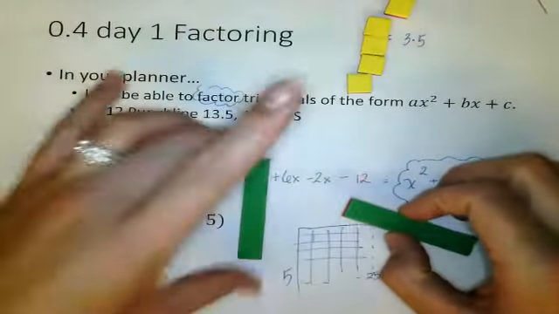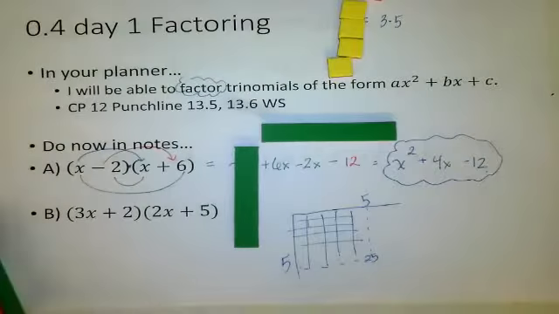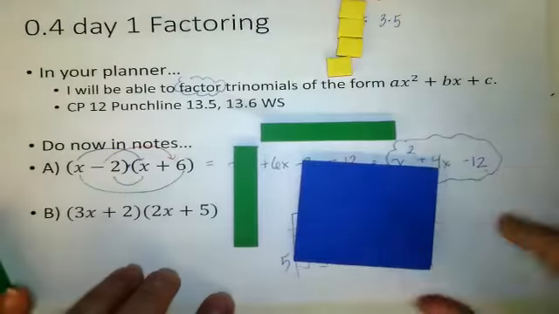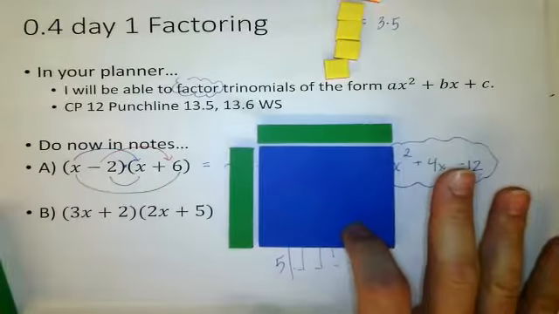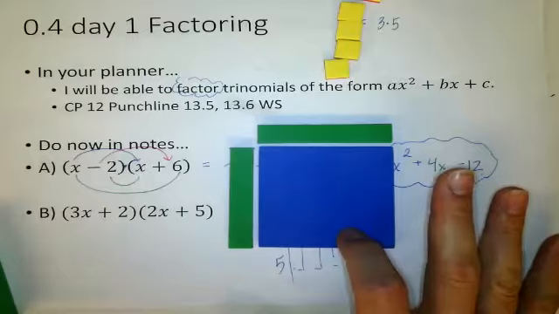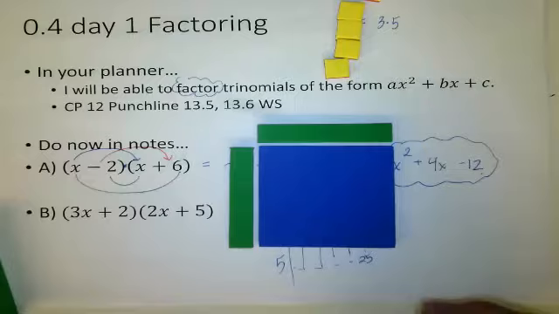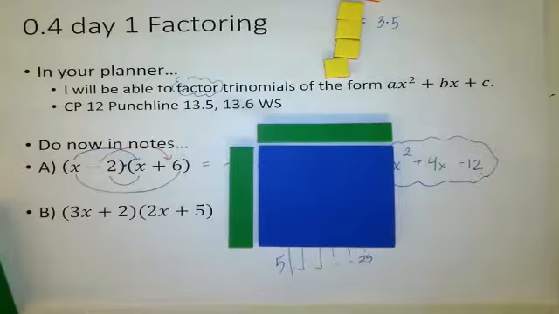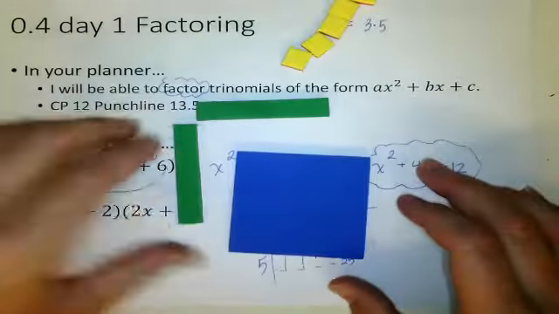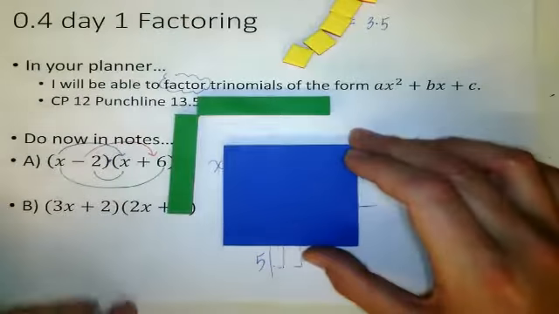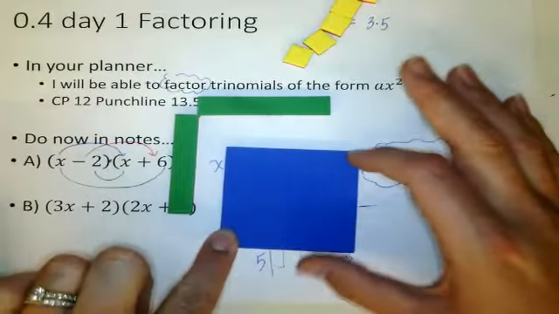I can take my x and I can multiply it by x. And what is x times x? It's x squared. Does that make sense to you? What shape is that? It's a square, right? It's a square, and what length is on the side? X by x, right?